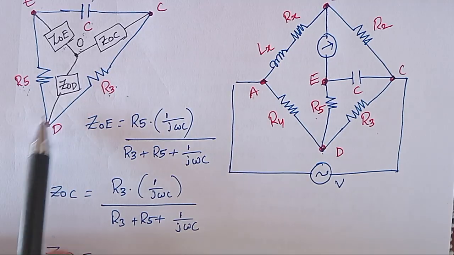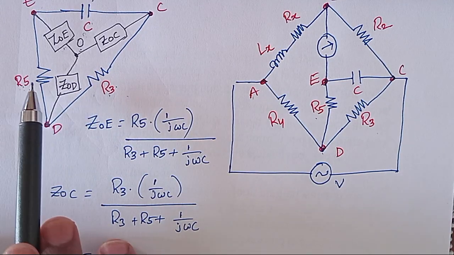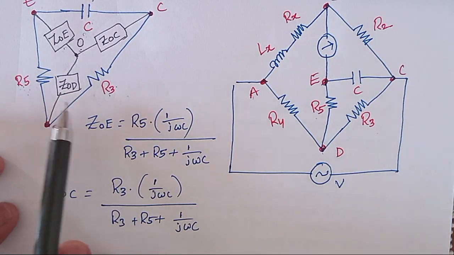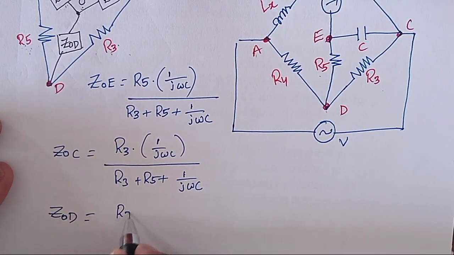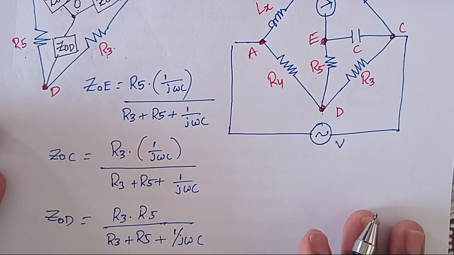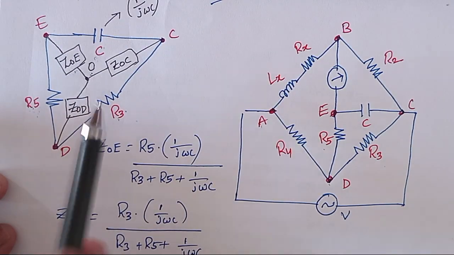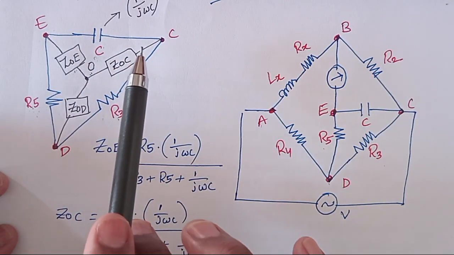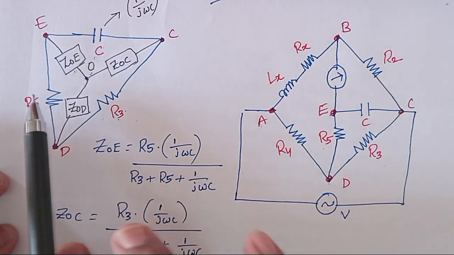ZOD exists between R3 and R5. So ZOD is equal to R3 into R5 by the total value again, R3 plus R5 plus 1 by j omega c. Like this, we can convert this connection from delta to star.